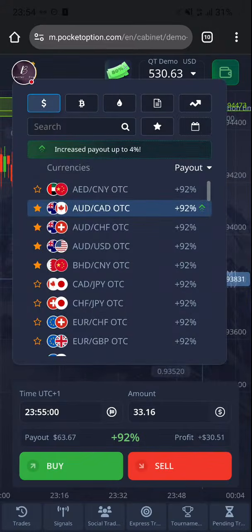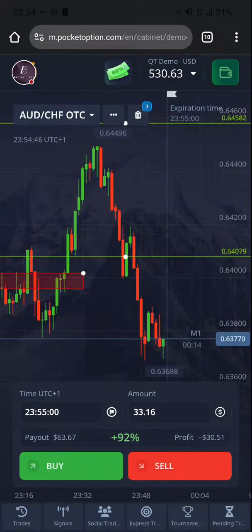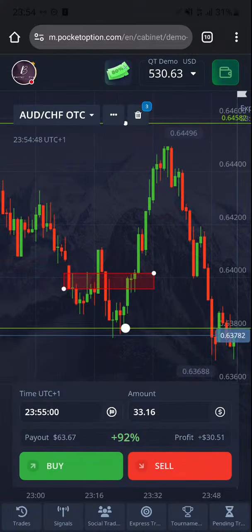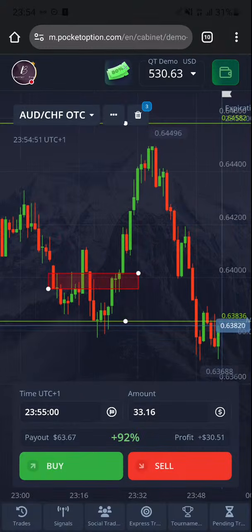So if you can read the candles very well, you can take some very good trades. You make some comparable amount of money in the market.